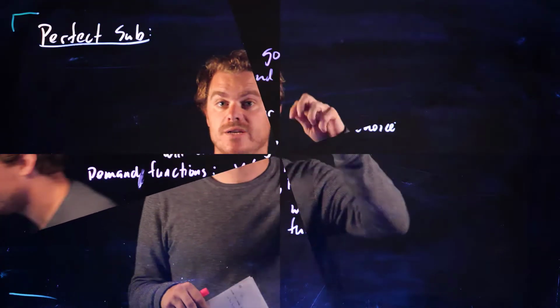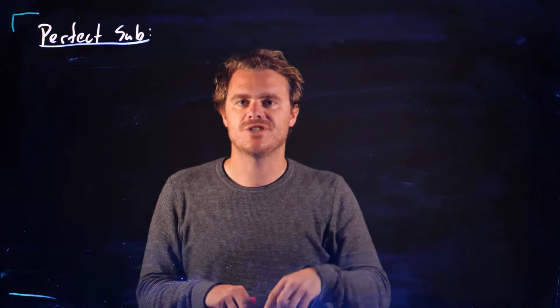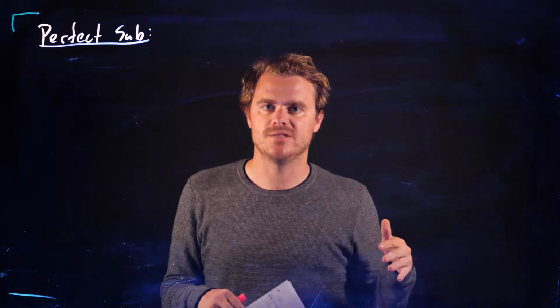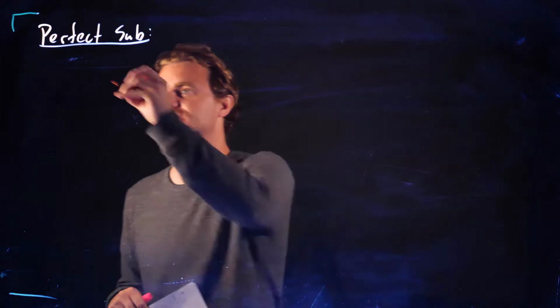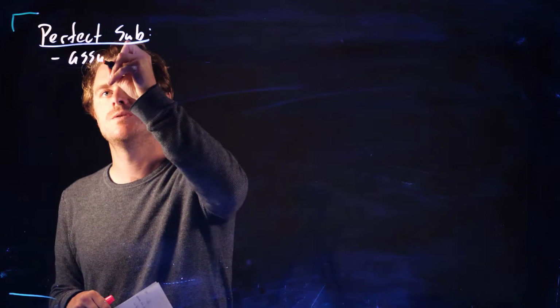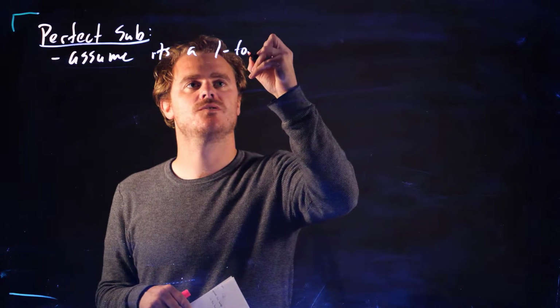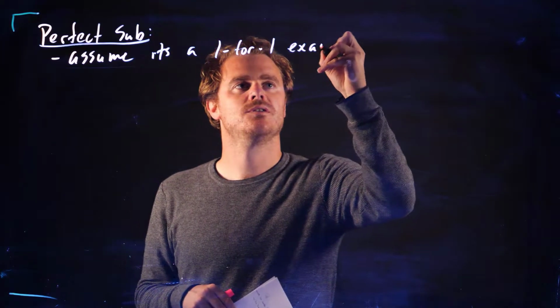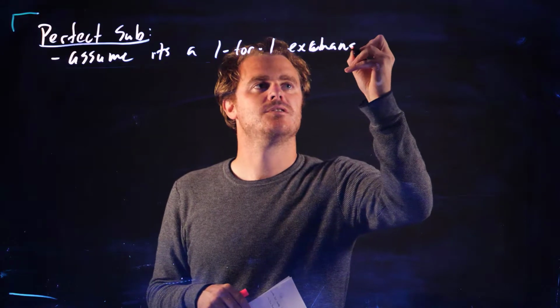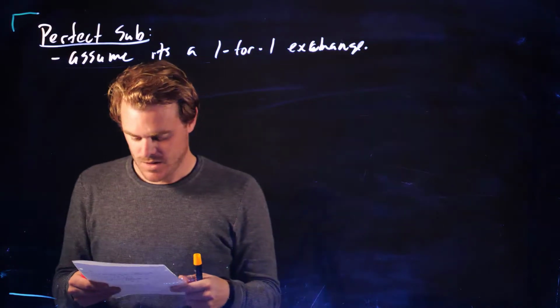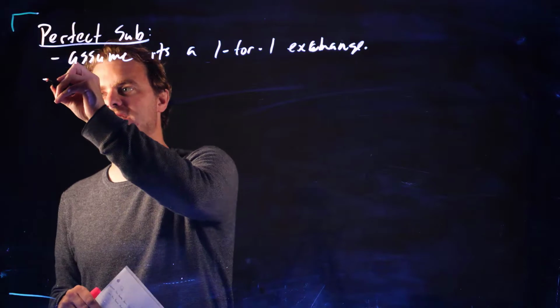Substitutes. And we're going to assume that there's this one-for-one exchange, like with the black and blue pens. We're not going to have 2 black pens for 1 blue pen, et cetera. So let's assume it's a one-for-one exchange. So we can have 3 possible cases.